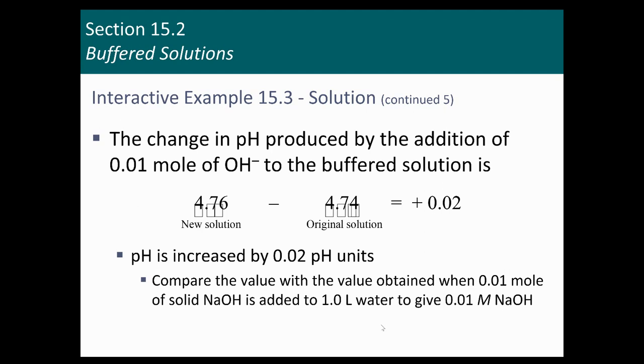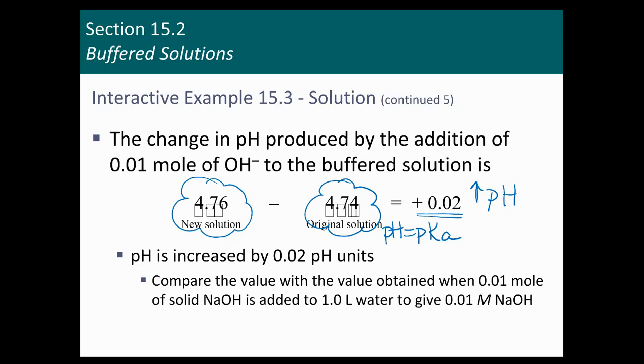Okay, so what this is showing is that the original solution, where A minus equaled HA, had a pH equal to the pKa. But we added 0.010 moles of hydroxide and it went up to 4.76. So there was a change. For sure the pH is going to go up when we add strong base, but it didn't go up by very much.